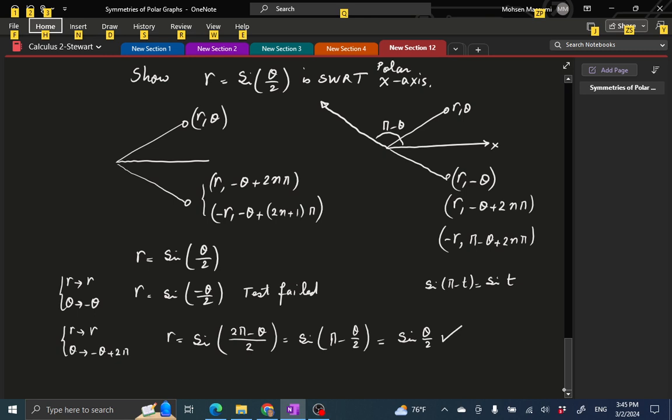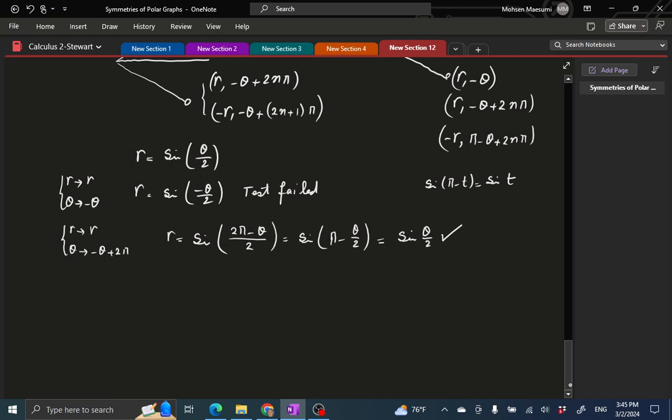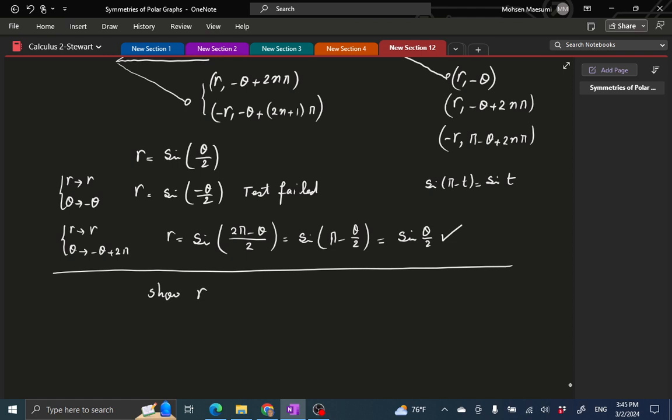So we do have vindication that after substituting in this second round, we see that we have symmetry with respect to the x-axis. To get a better sense of this, let's try one more round. Suppose I want to ask you to show r is equal to sine of theta over 4 is symmetric with respect to the x-axis.